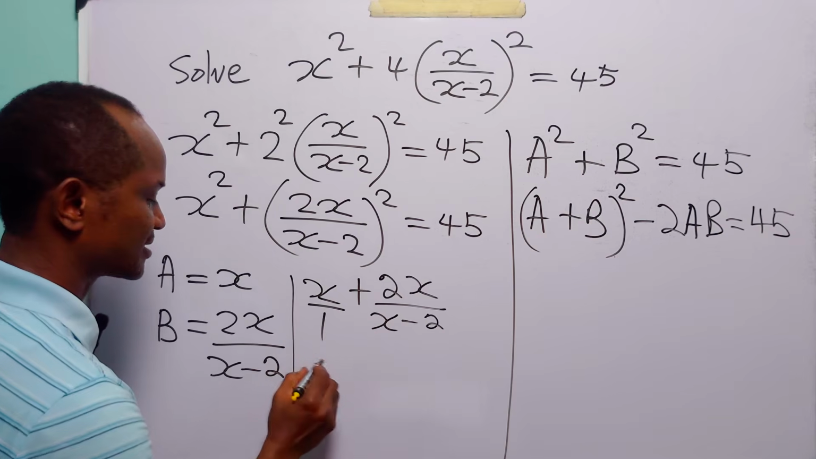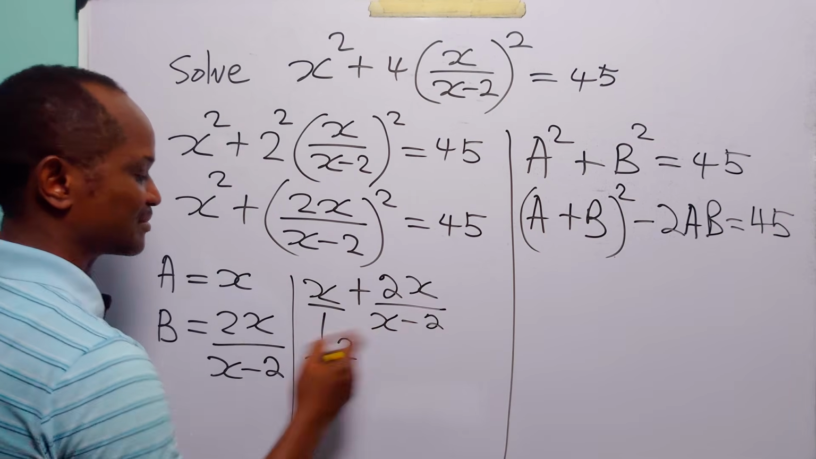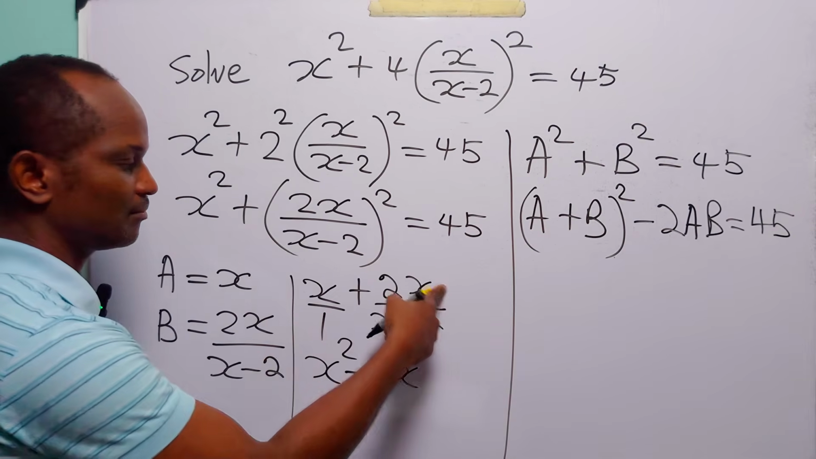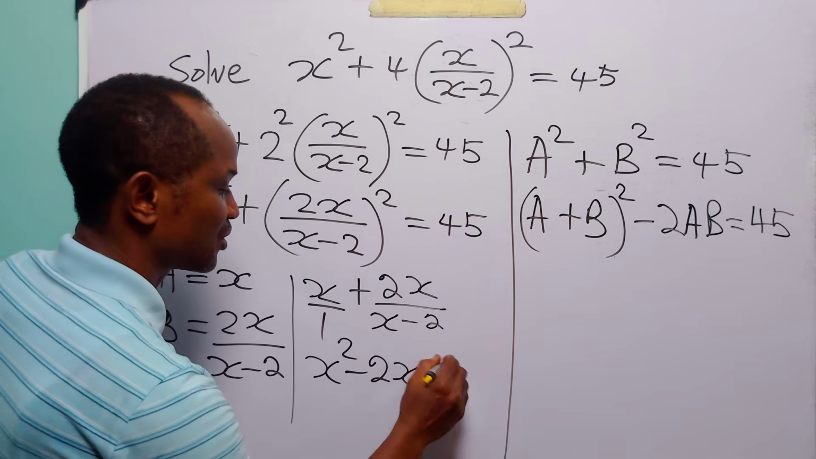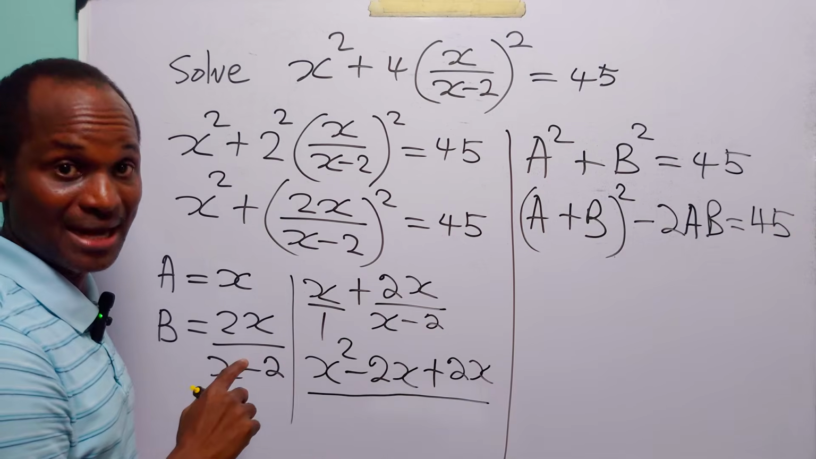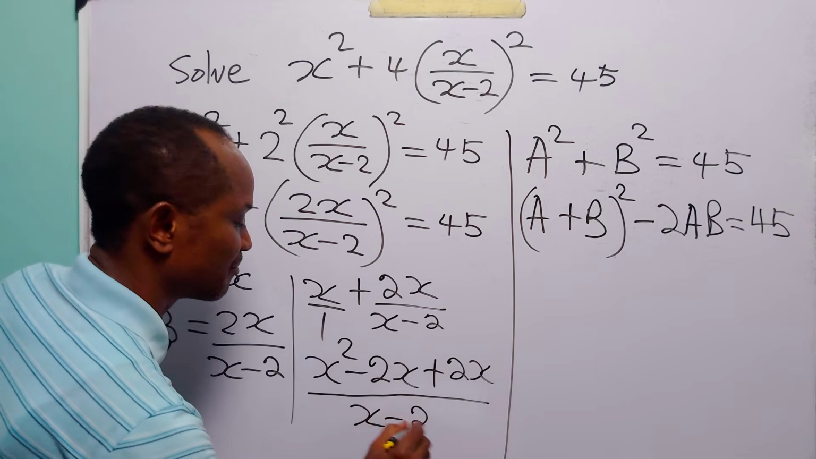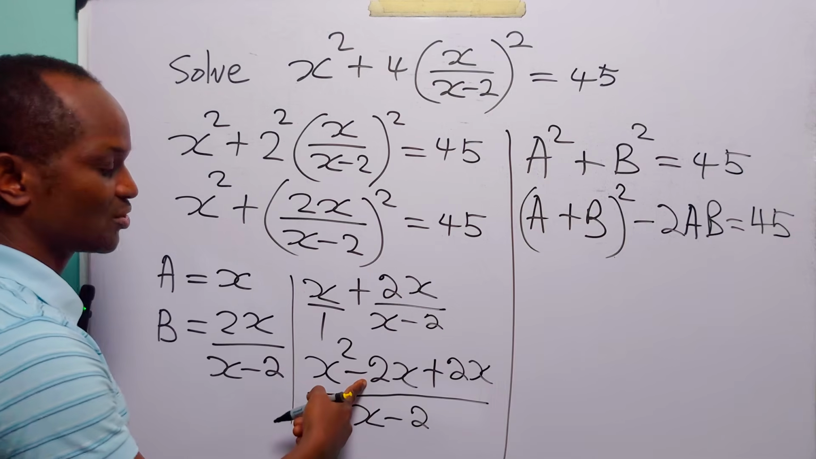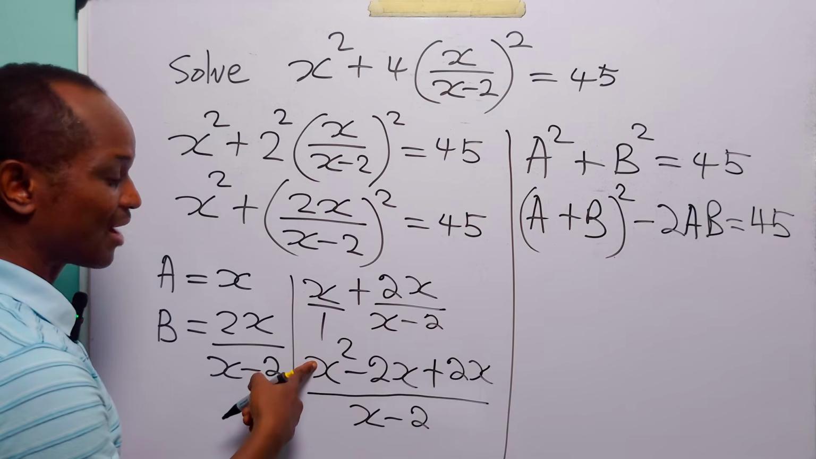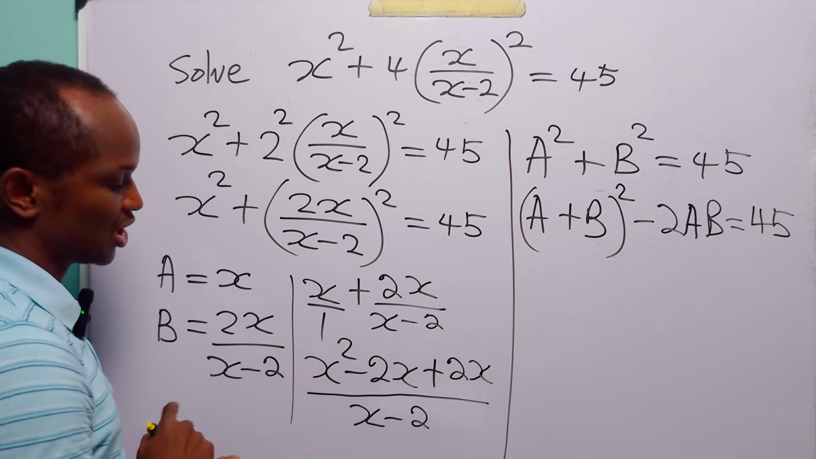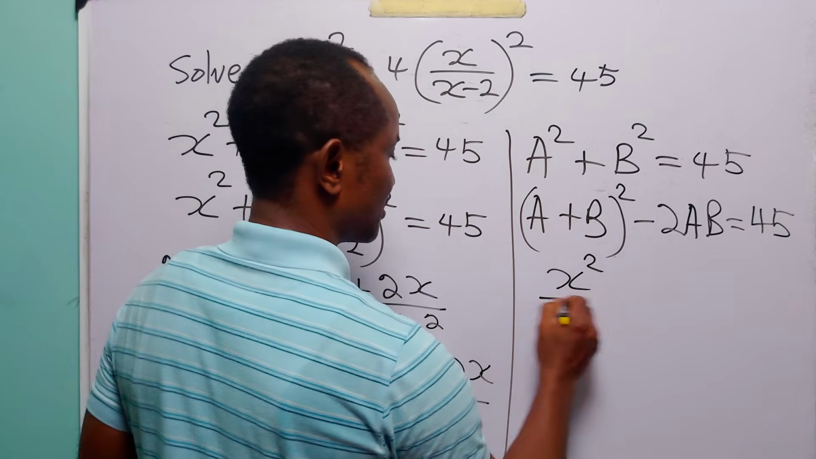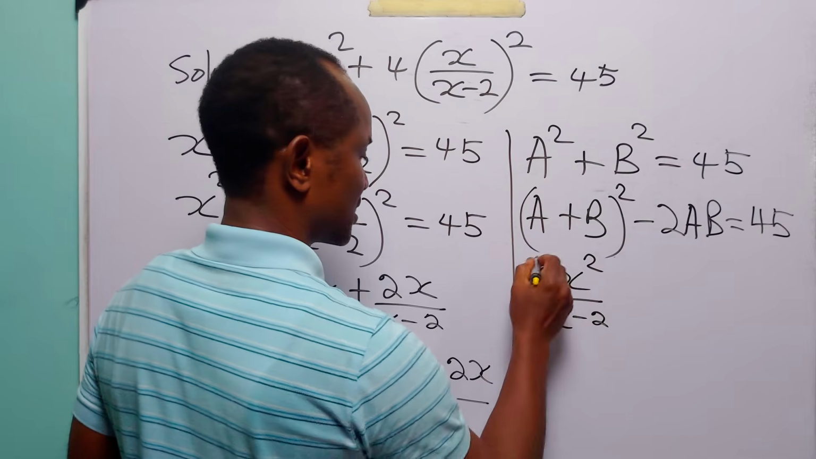So we have x times x, which is x squared, x times minus 2, which is minus 2x. Then we multiply 1 by 2x. That is going to give us plus 2x. Then in the denominator, we multiply 1 by x minus 2. That is going to give us x minus 2. Now, of course, you know that minus 2x is going to take care of plus 2x. And when that happens, we now have x squared left in the numerator. So this fraction, that is a plus b, is going to be x squared over x minus 2.